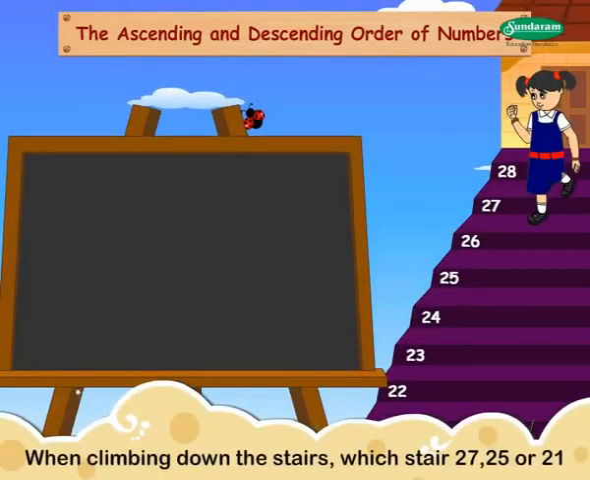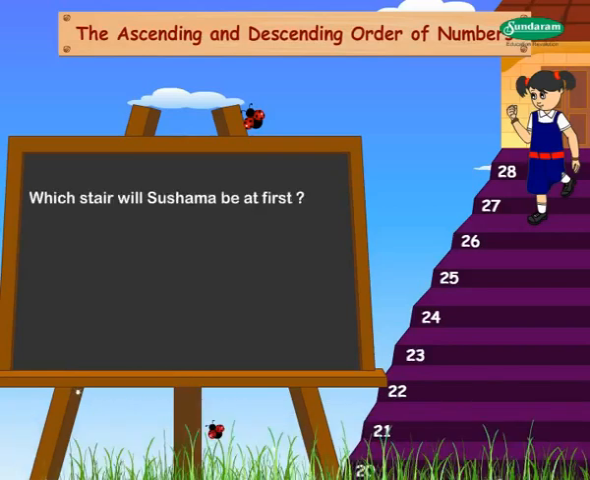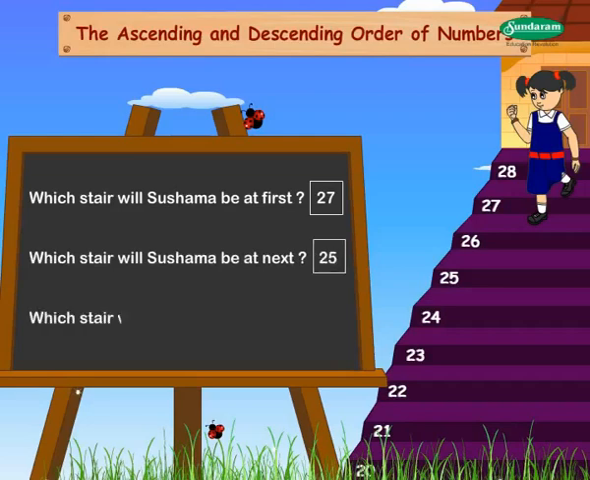When climbing down the stairs, which stair out of 27, 25 or 21, which stair will Sushma be at first? 27. Which stair will Sushma be at next? 25. Which stair will Sushma be at last? 21.